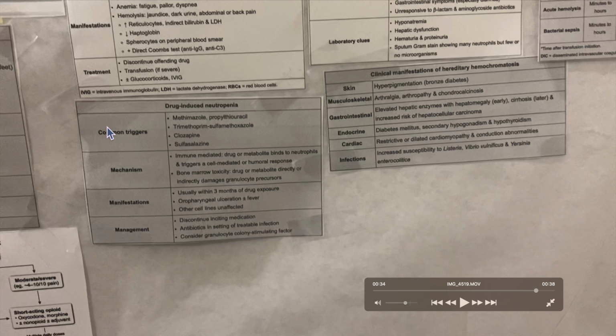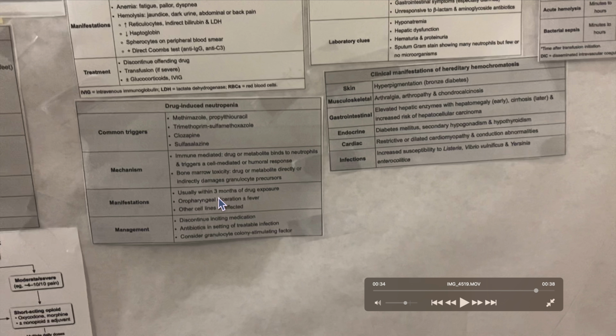Drug-induced neutropenia. Common triggers here are methimazole, propylthiouracil, TMP-SMX, clozapine, and sulfasalazine. Mechanism here is immune-mediated: drug or metabolite binds to neutrophils and triggers a cell-mediated or humoral response. Or bone marrow toxicity: drug or metabolite directly or indirectly damages granulocyte precursors. Okay, it's similar to that drug-induced one that we just read before, right?